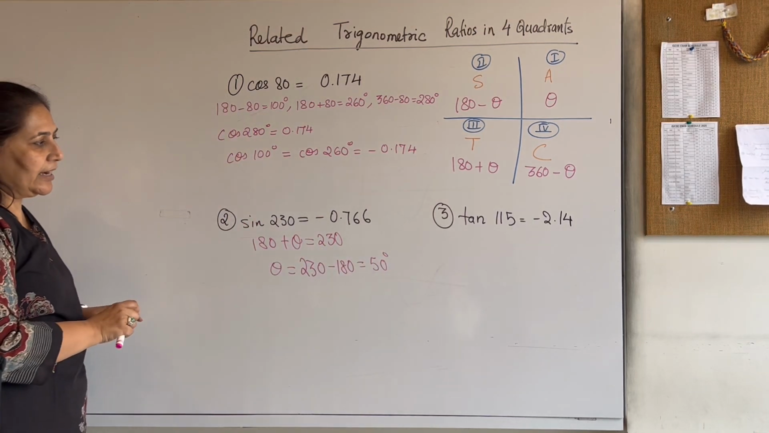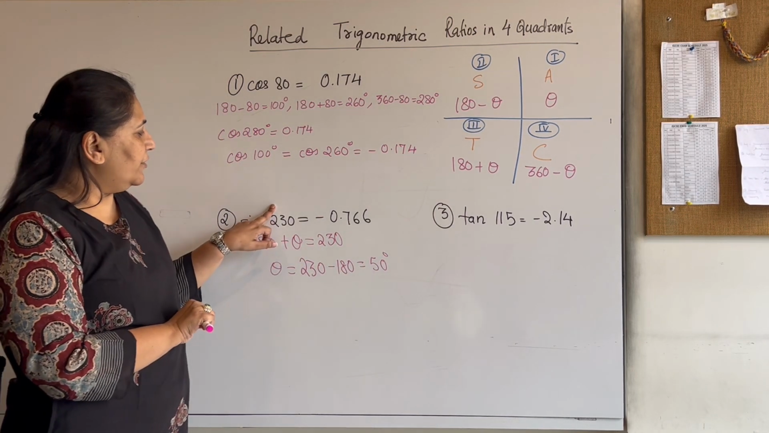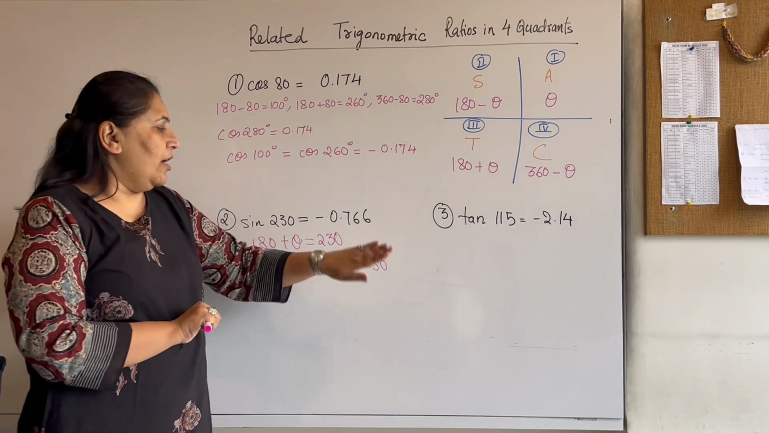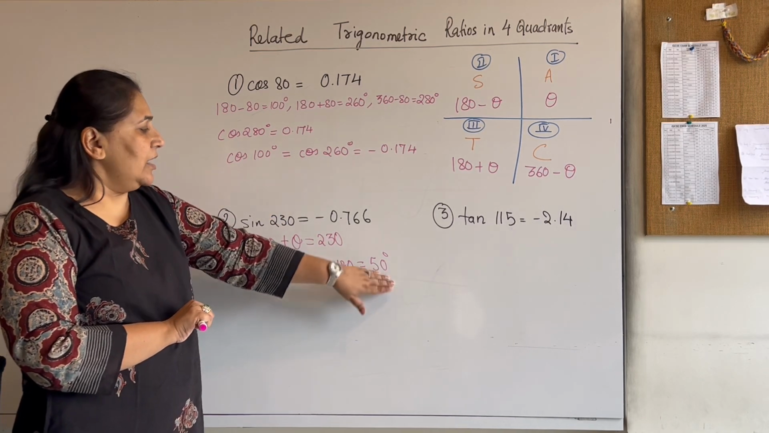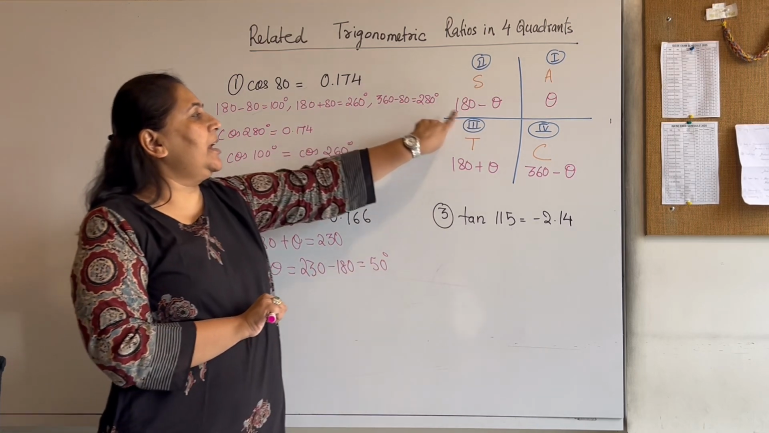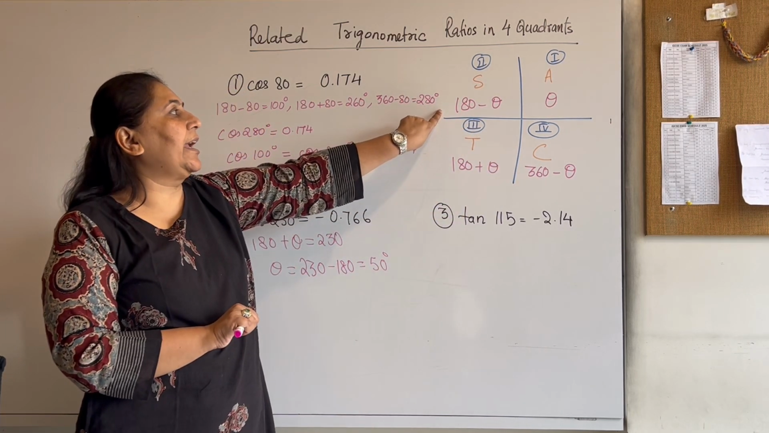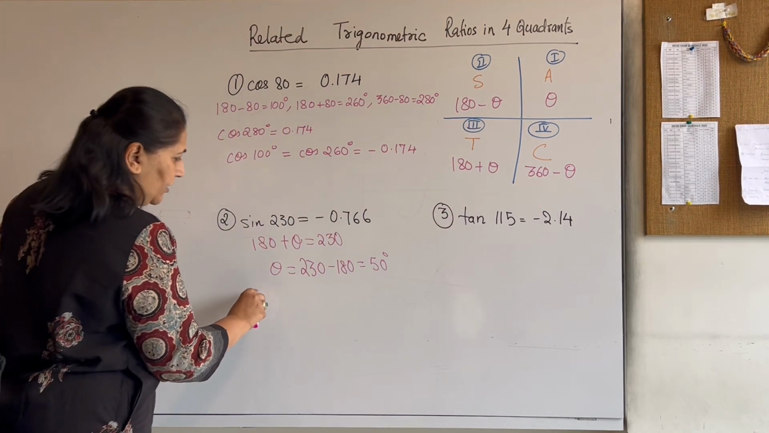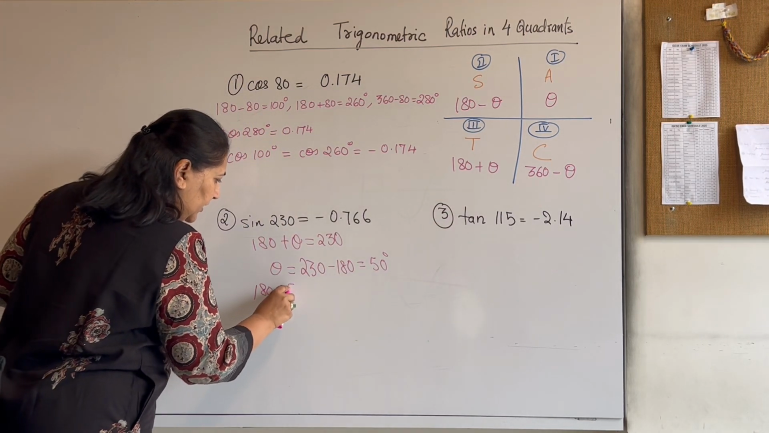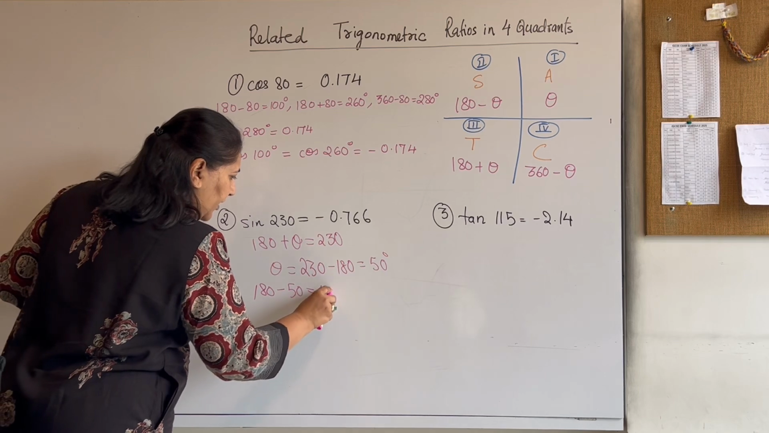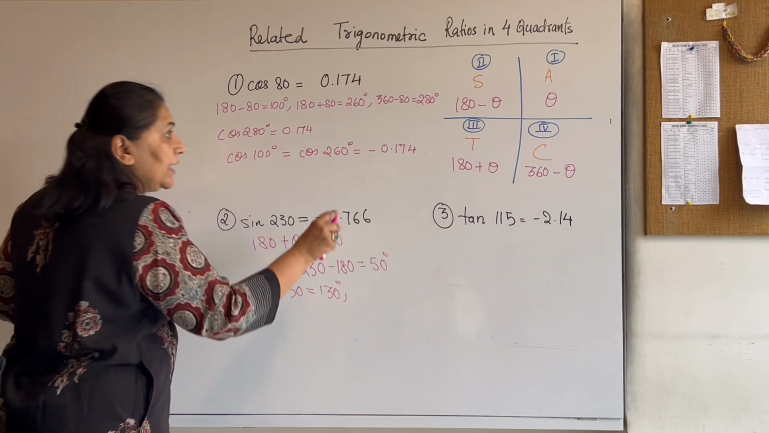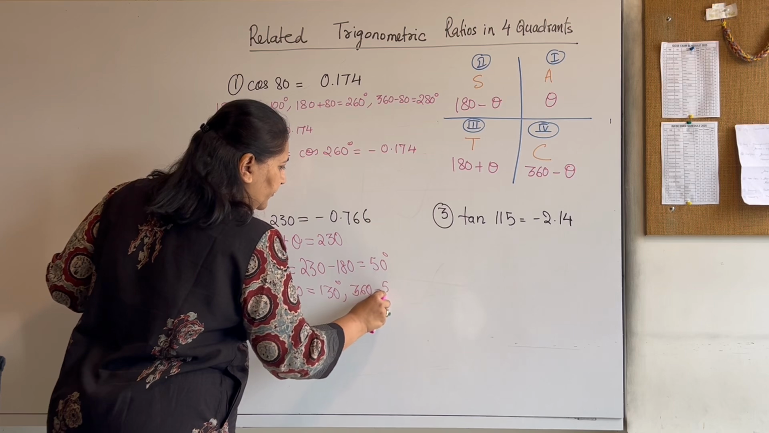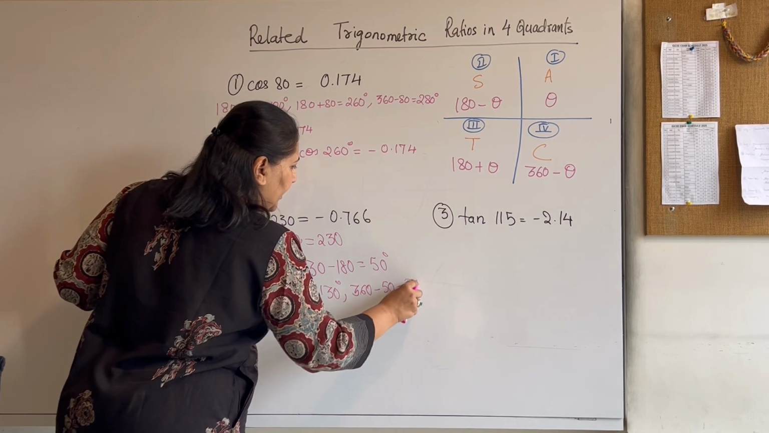Once we have theta, we have this angle which is in the third quadrant and this angle which is in the first quadrant. Now once we have this acute angle, we can find the remaining two angles, that is the angles in the second quadrant and the fourth quadrant. The angle in the second quadrant will be 180 minus 50, that is 130 degrees, and the angle in the fourth quadrant will be 360 minus 50, that is 310 degrees.